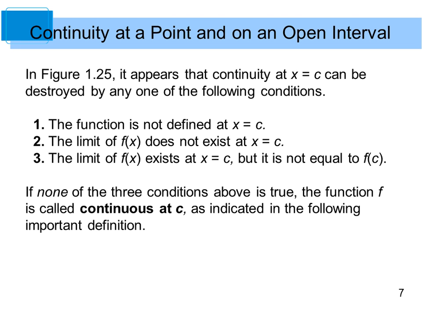There can also be a discontinuity if the limit doesn't exist as x approaches c. It might approach one value from the left, but approach a completely different value from the right. So if the limit doesn't exist, then obviously there's a gap in the graph somewhere, so it's not continuous. There's a discontinuity there.